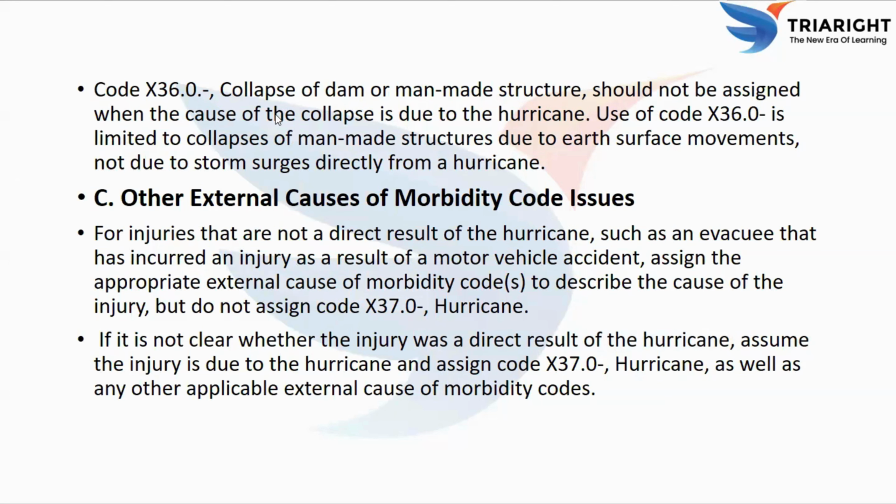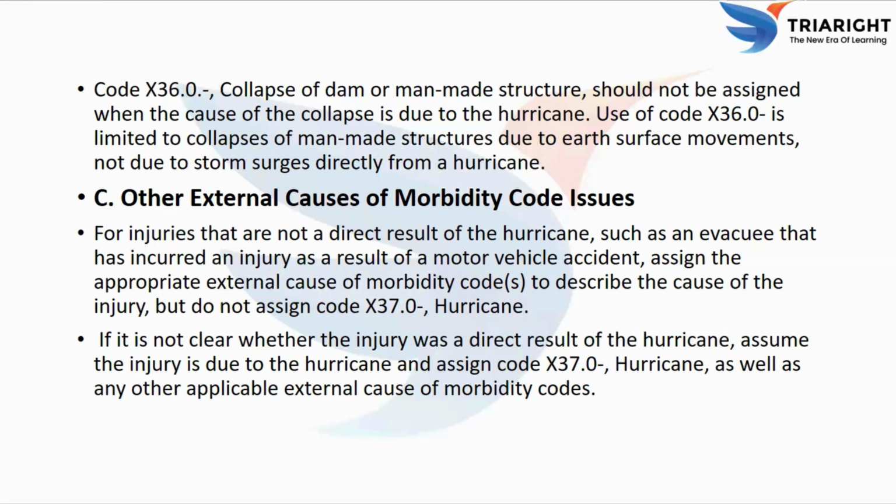So here you have a code X36.0. This is collapse of a dam or a man-made structure. You should not use this X36.0 whenever the collapse was caused by a hurricane. This code is only used for collapses caused by earth movements, whenever it was caused by natural processes. You should not use it for those caused by storm surges or hurricane winds.